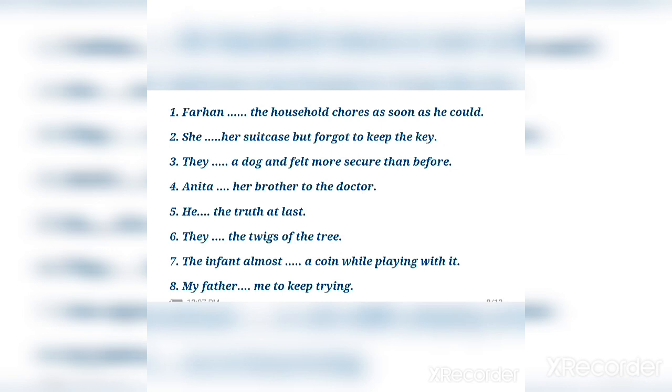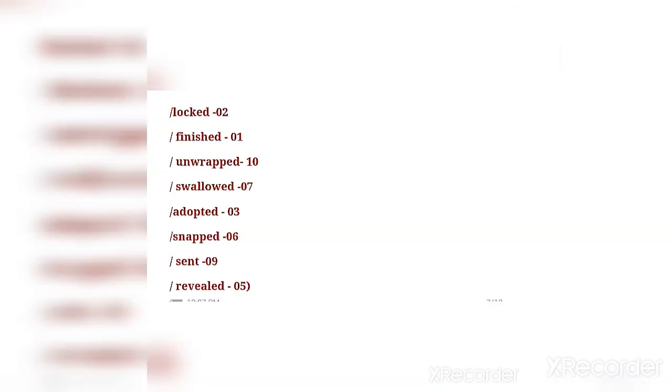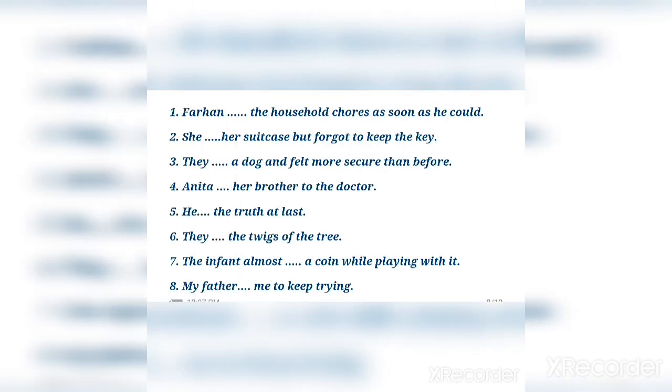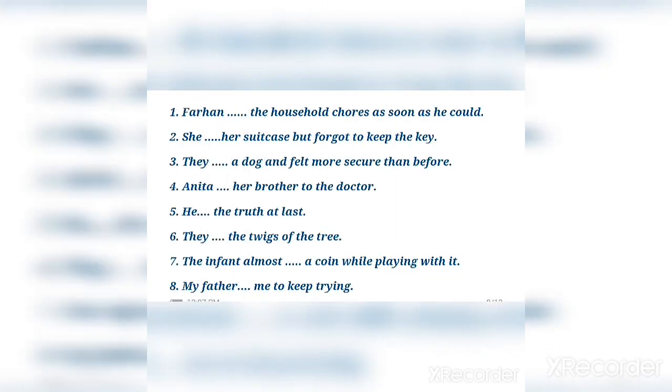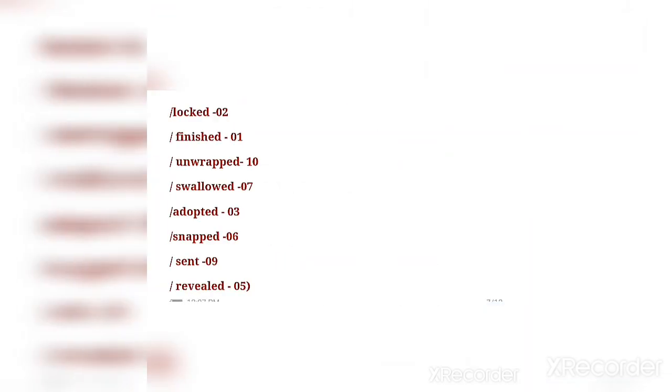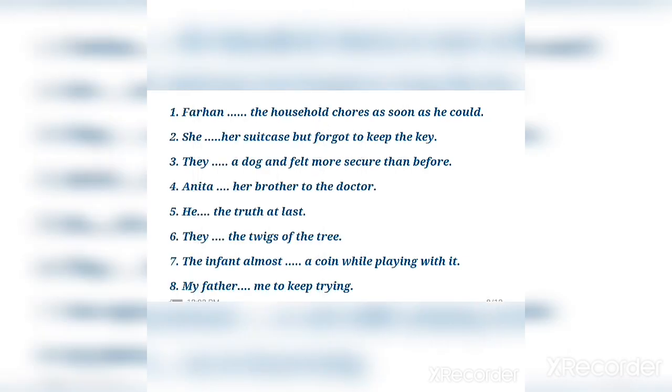Number 5: he dashed the truth at last. So number 5 is revealed. It becomes: he revealed the truth at last. Number 6: they dashed the twigs of the tree. The answer is snapped. So it will be: they snapped the twigs of the tree. Number 7: the infant almost dash a coin while playing with it. So the answer is swallowed. So it becomes: the infant almost swallowed a coin while playing with it.